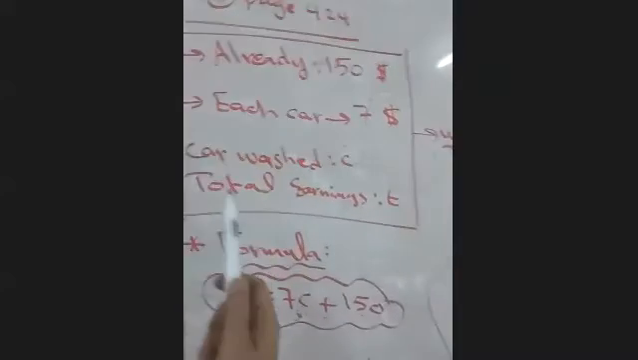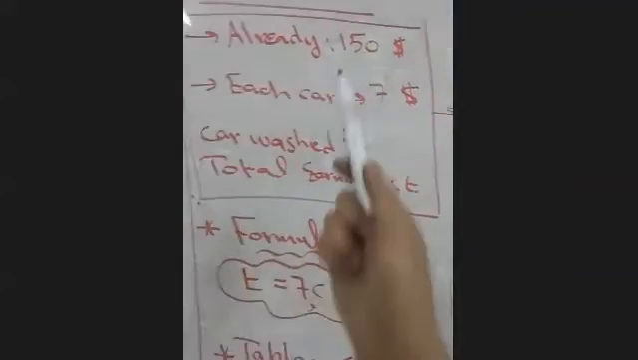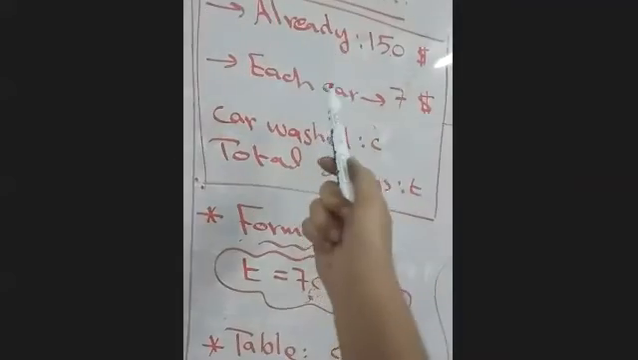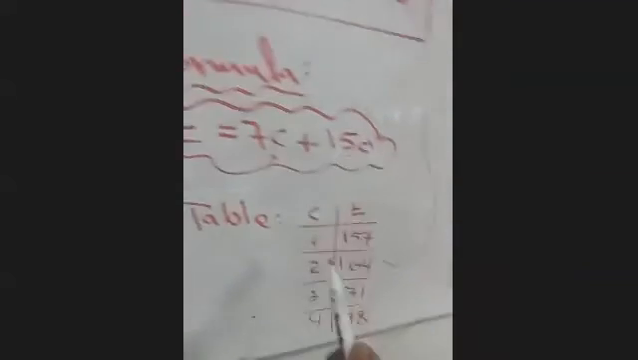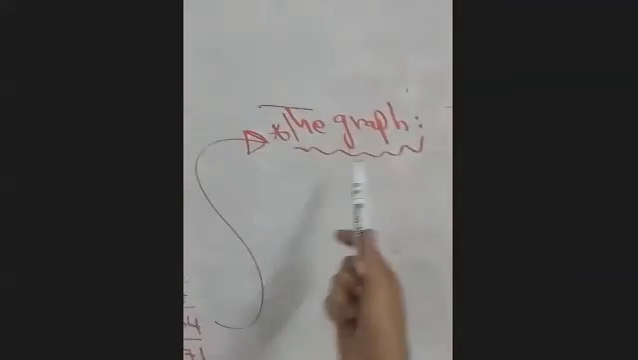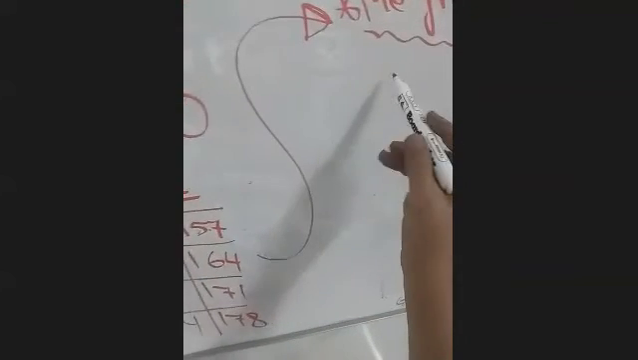So we have the words, the question. We find the formula from the question. We find the table from the formula. Now from the table, what do we want to do? We will do the graph. Now before we do the graph, we prepare the numbers. First, we will put one.